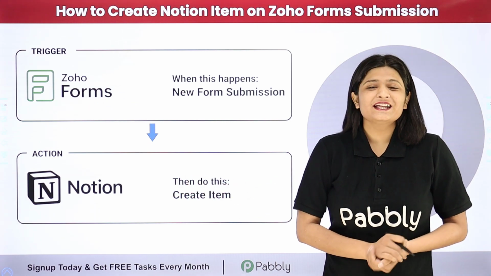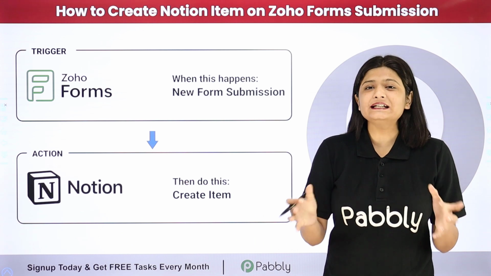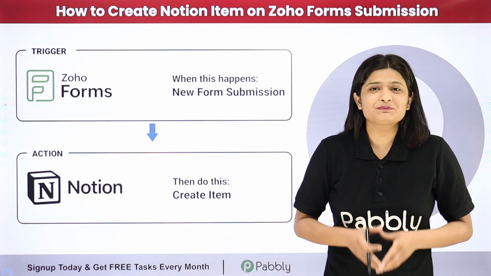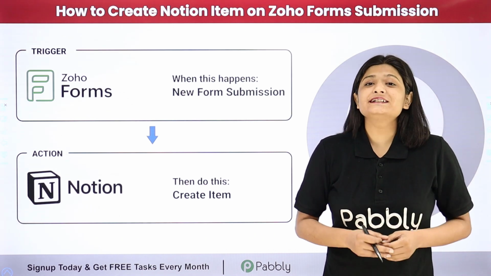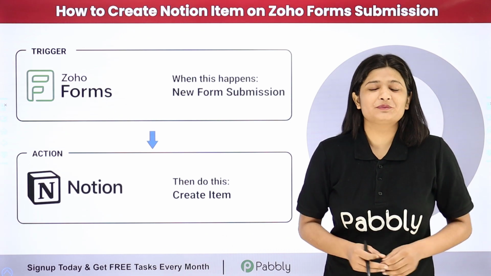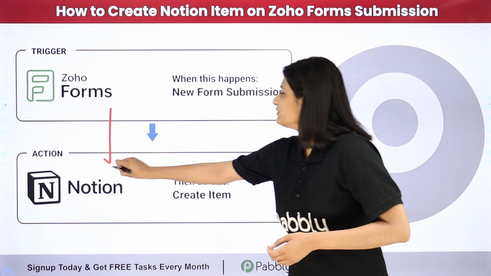Now I want that whenever I receive a new form submission, it should be automatically created as an item in my Notion account. Now doing this manually will be a very tedious and time consuming task, so I am completely going to automate this process, and to do this automation I am going to use Pabbly Connect. Pabbly Connect is an amazing automation and integration software which requires no coding or programming skills. Here I just need to build connection between Zoho Forms and Notion.